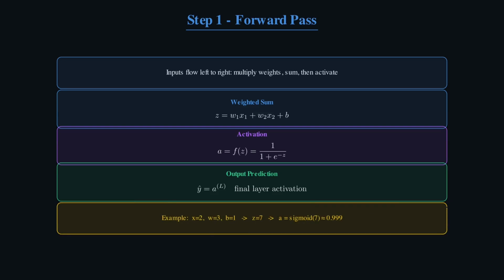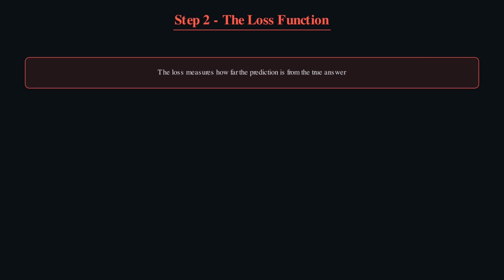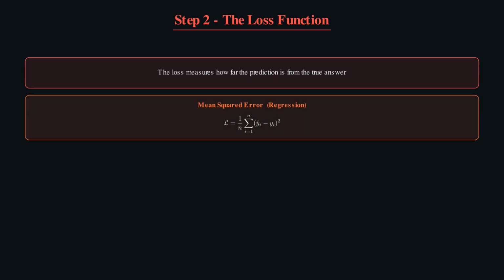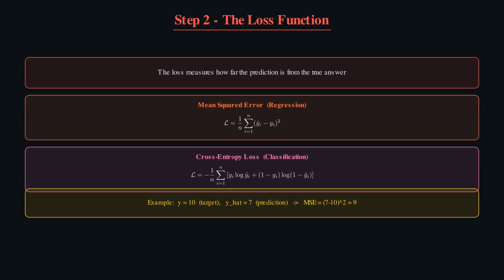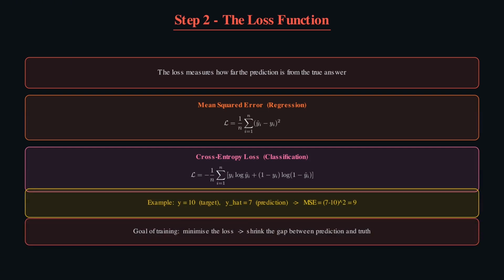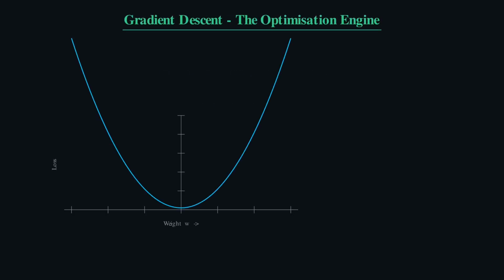Every connection carries a learnable weight W, every neuron holds a bias B, and training means finding better values for all of them. The forward pass flows left to right. Compute the weighted sum Z, pass it through sigmoid or ReLU, feed the result to the next layer. With x equals 2, w equals 3, b equals 1, you get z equals 7 and sigmoid of 7 is 0.999. That's the prediction. The loss then measures how wrong it is.